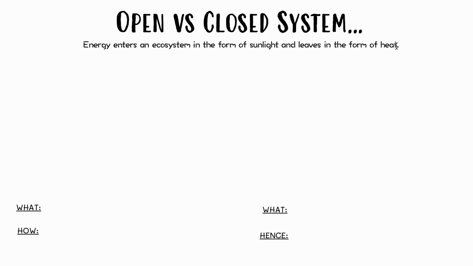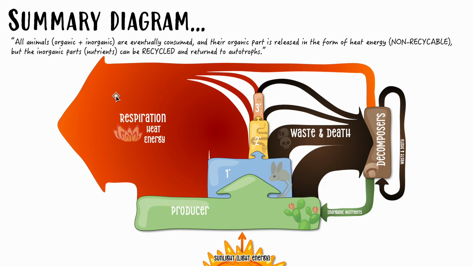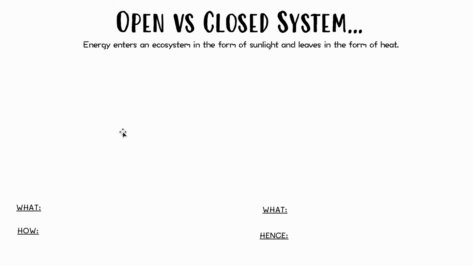We know when these organisms do cell respiration, heat is lost. And the thing is, we consider it lost because we cannot turn heat energy back into chemical energy. Heat is not the same as light energy, unfortunately. So it's really lost to us. So what's the difference between an open and a closed system?